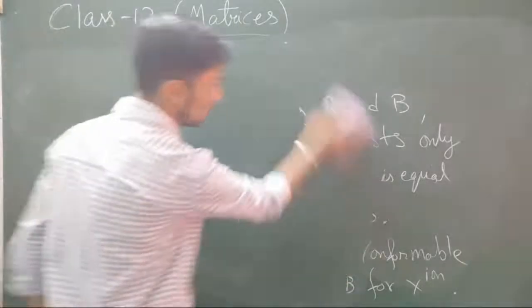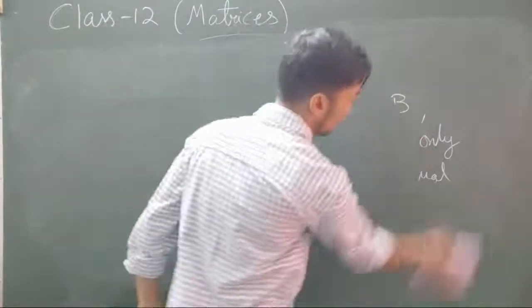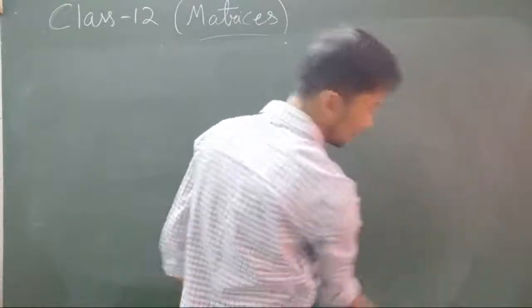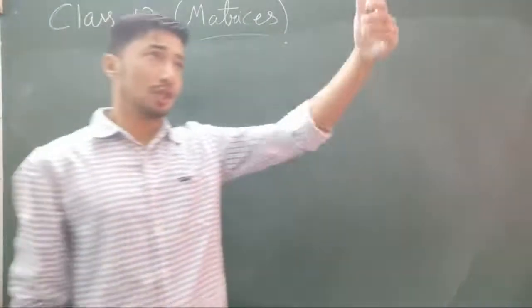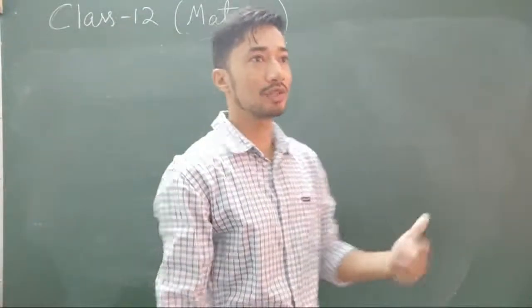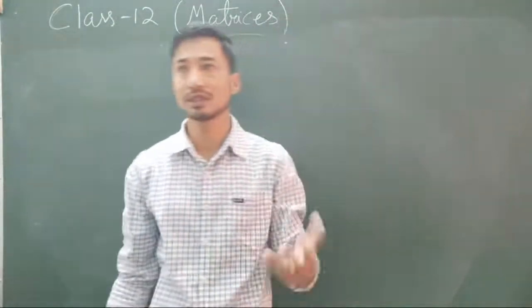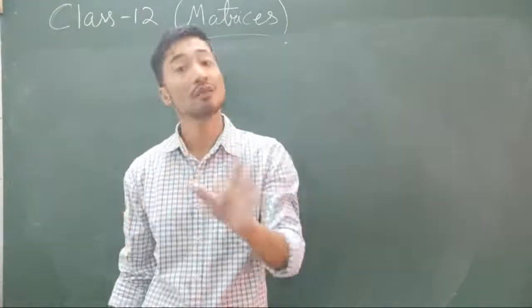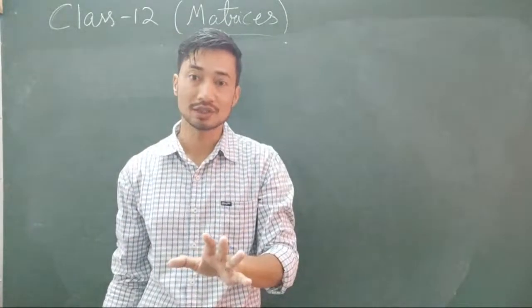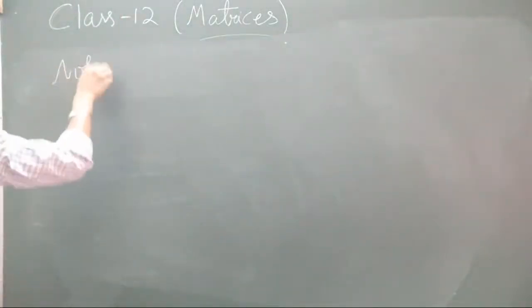Then in that case, what will be the order of the new matrix? Because we have seen that for addition and subtraction, since we demand that they should be of the same order, the order of the matrix doesn't change. For multiplication, it will change. How? We can note this down. I'll give you something like a note.